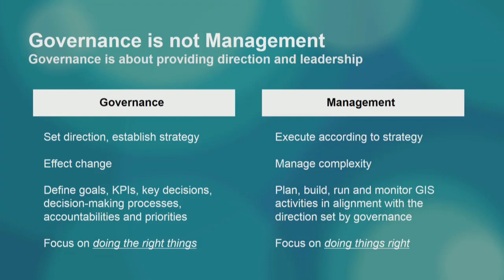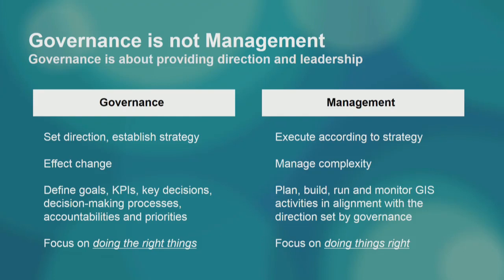Governance is about direction and leadership. It's about establishing a strategy and setting the direction forward, as opposed to the management function, which is essentially executing according to what the strategy is telling us. It's about effecting a change on the organization, hopefully a positive one, as opposed to managing the complexity of that change that you're imposing. It's about defining goals, key performance indicators, key decisions, etc., as opposed to planning, building, and running those programs to align with those KPIs.